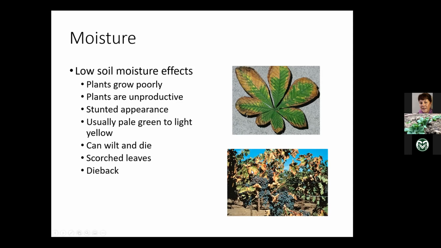Again, in the lower picture, you can see the scorch associated with the leaves here. Again, a lot of leaf dieback, but it's very evenly distributed along the leaves as well.